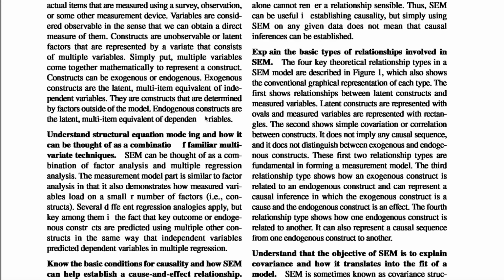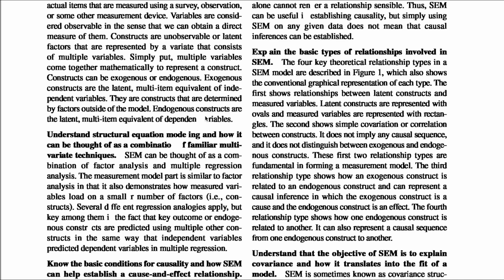squares. The second shows simple covariance or correlation between constructs. It does not imply any causal sequence, and it does not distinguish between the exogenous and endogenous constructs. These first two relationship types are fundamental. They form a measurement model.